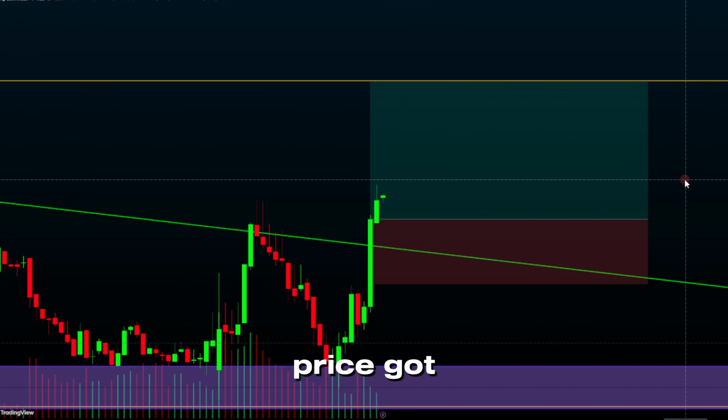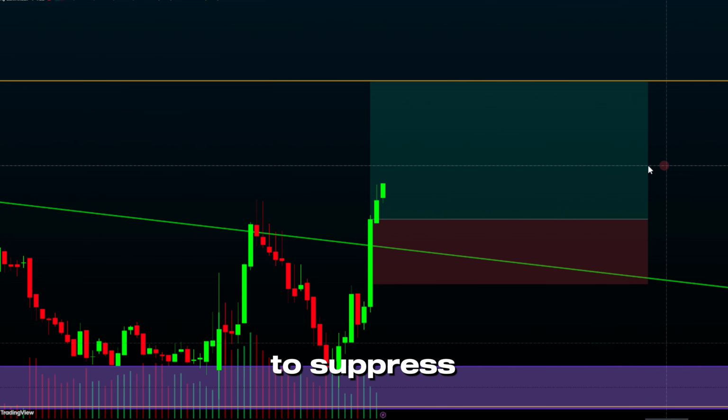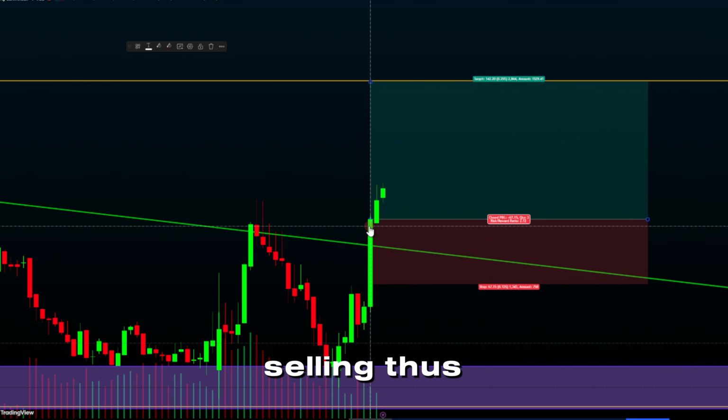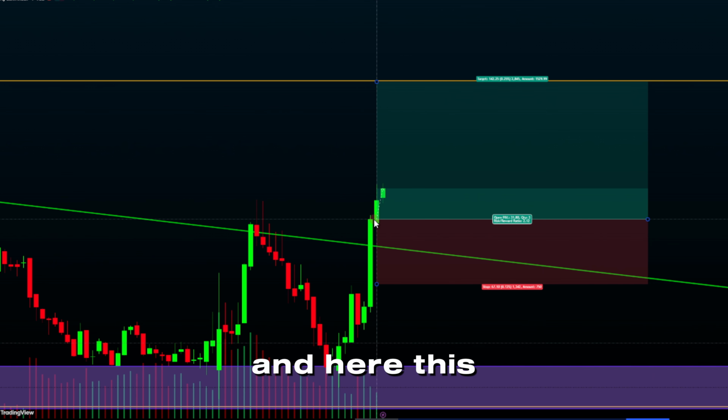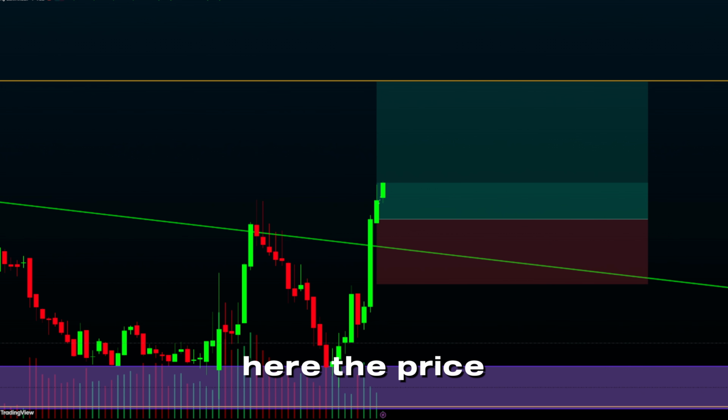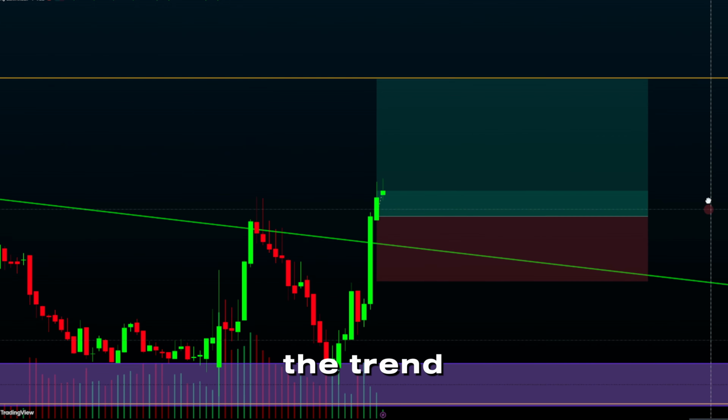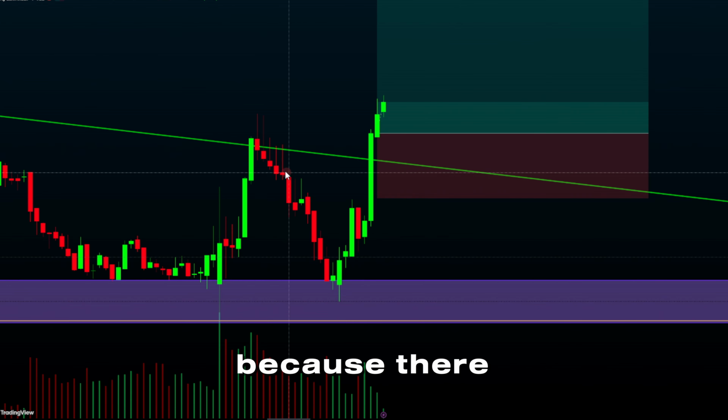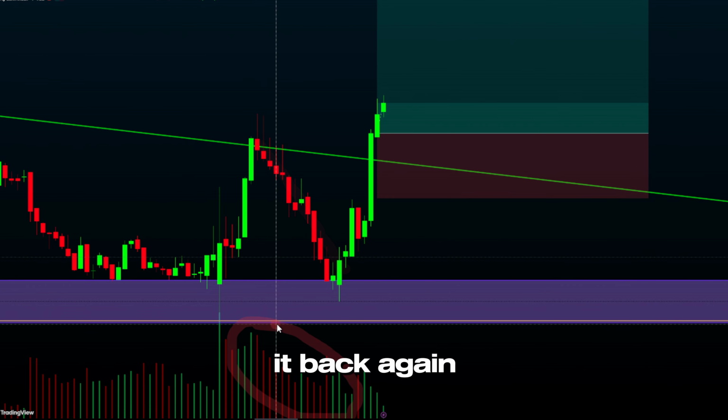And here the price got rejected but failed to suppress the trendline selling, thus resulting in a fall. And here, this is the third touch. Here the price closed, and we have gotten a huge volume spike confirming the trend reversal. But we wait, because there is a trend line that can reverse it back again.